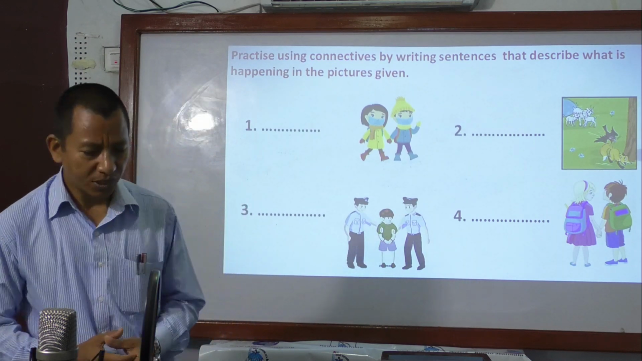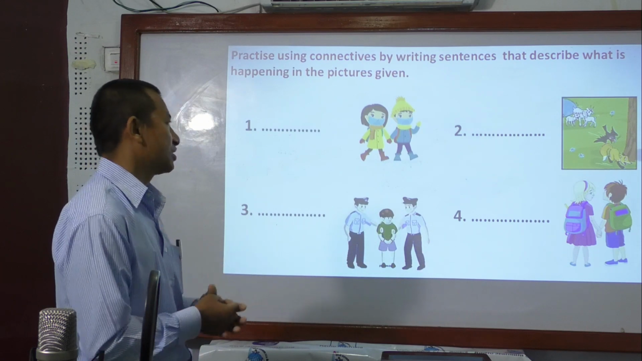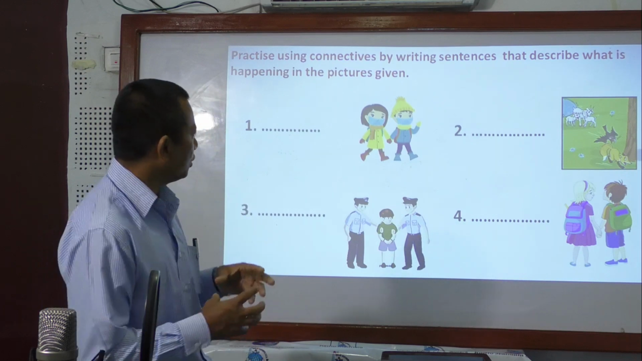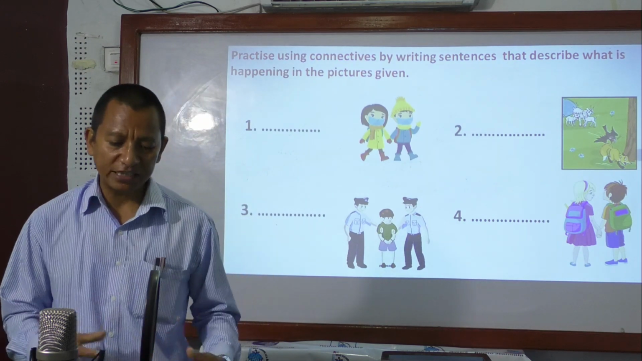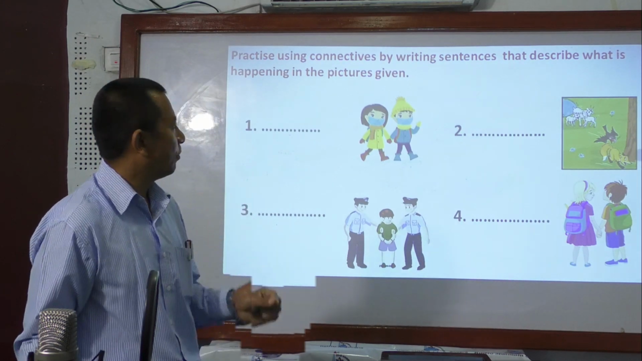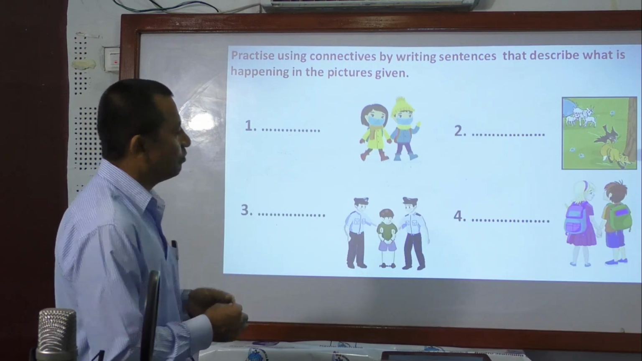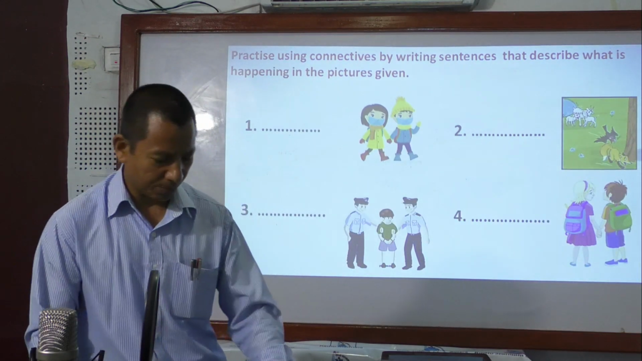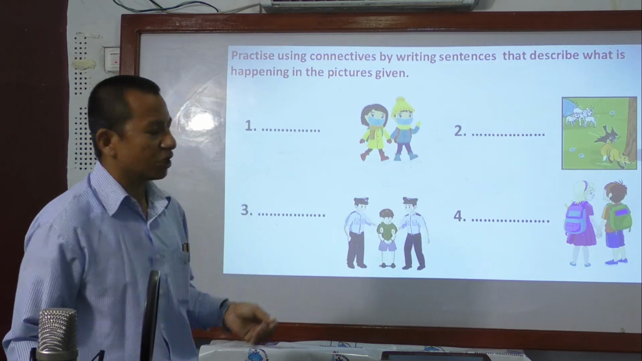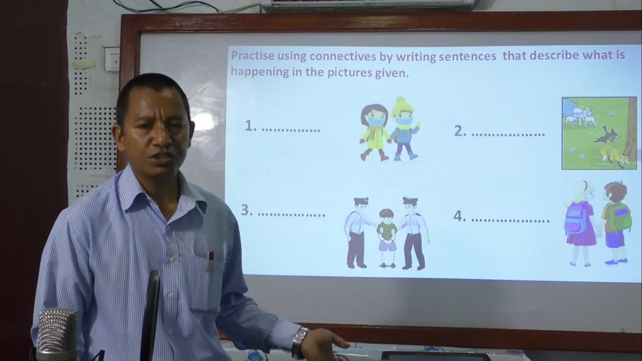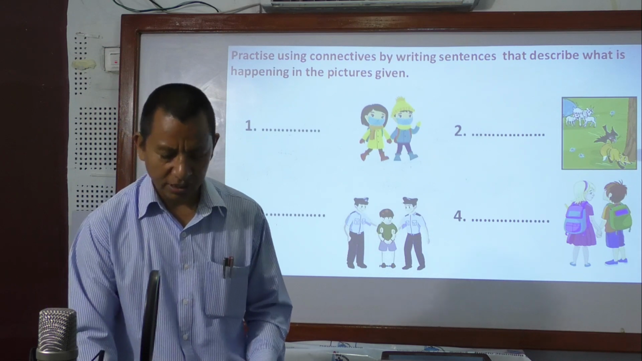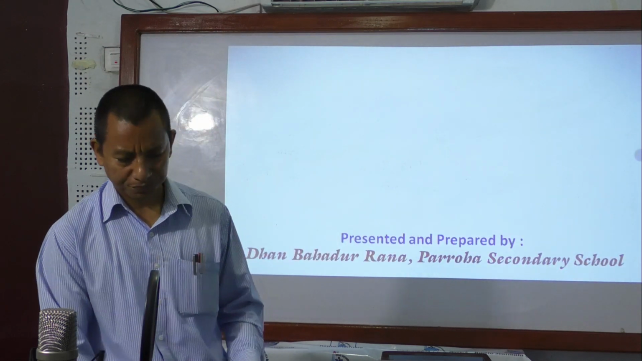So dear students, observe these pictures carefully. Study deeply about them and make sentences of your own, using the connectives we have discussed. You can even find other types of connectives also, as we have discussed here. You can make your own sentences and try it staying at home.